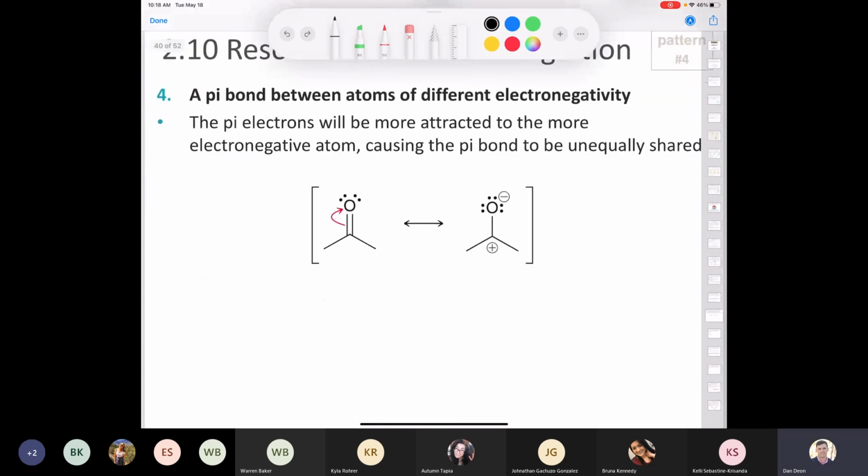Next one, a pi bond between atoms of differing electronegativity. The pi bond electrons can be attracted to the more electronegative atom, causing the pi bond to become unequally shared. And we actually saw this one. We drew this earlier on. So here you can see again, the carbon doesn't have a complete octet, but this is a legitimate resonance contributor.